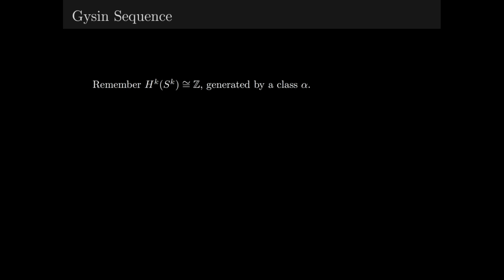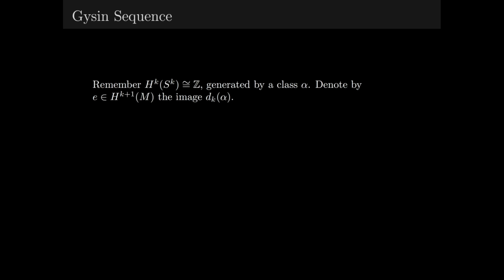Notice that the image of alpha under the differential d_k will be a class in H^{k+1}(M), and furthermore, this class will generate the image of d_k. I'm going to call this class E. For historical reasons, this class is referred to as the Euler class, and it plays a very central role in the theory of characteristic classes and obstruction theory.